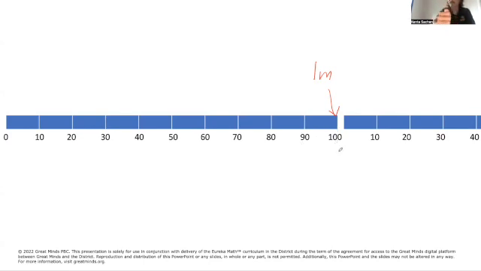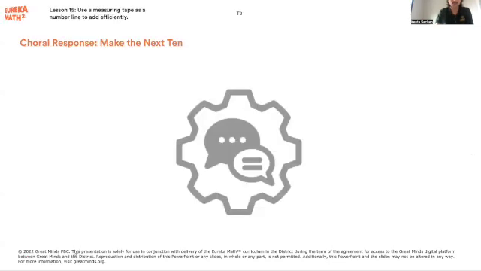1 meter. 1 meter, 10 centimeters. 1 meter, 20 centimeters. 1 meter, 30 centimeters. And lastly, 1 meter, 40 centimeters. Great work, right? This 1 meter 40 or 1 meter 30, that's the same as 130 centimeters or 140 centimeters. Okay, now let's keep moving here.